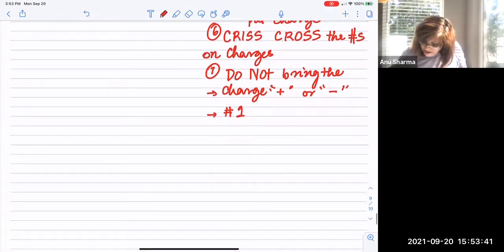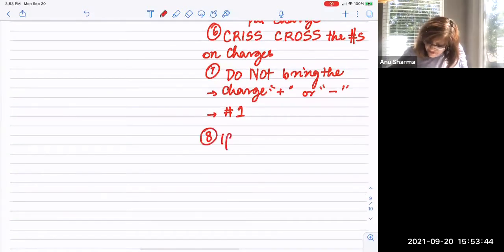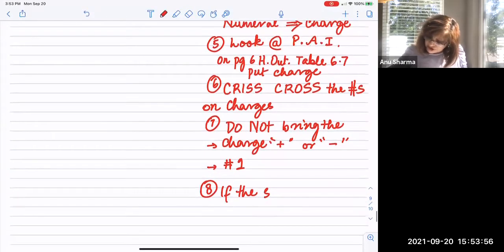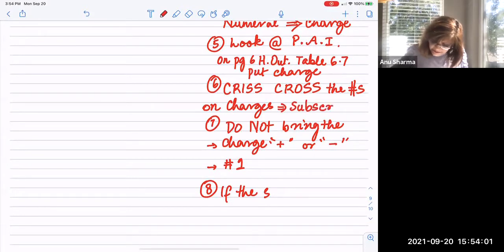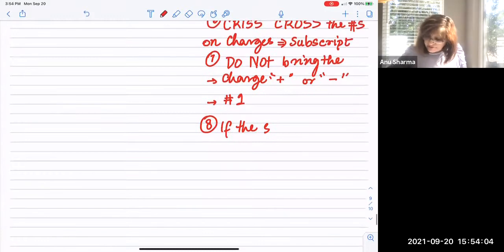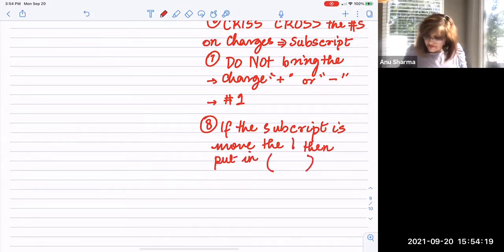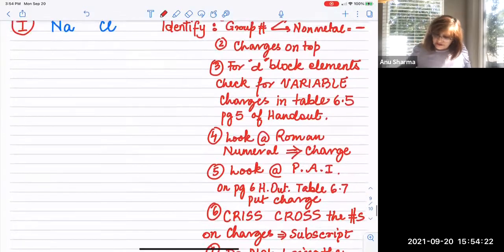So this is going to be: crisscross the numbers of the charges and then bring them down as the subscript. Then if the subscript is more than 1, put it in parentheses. Okay, so let's do this now.